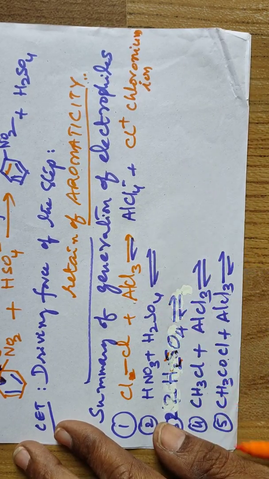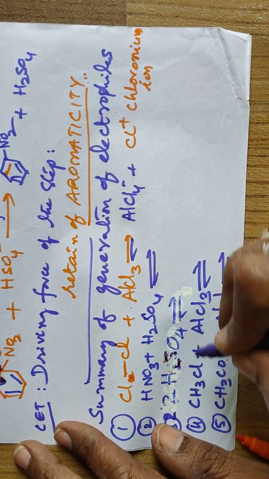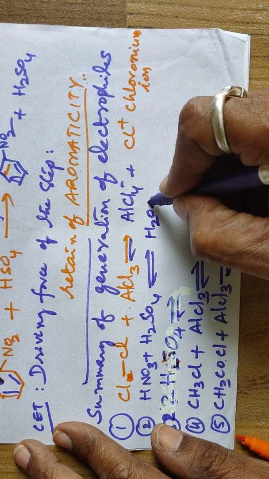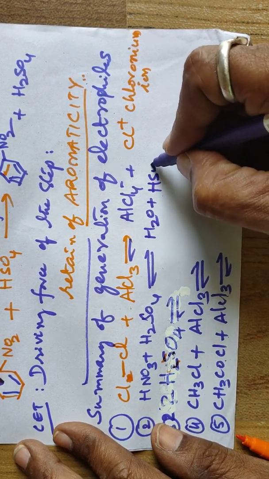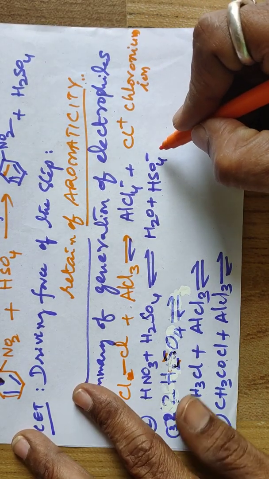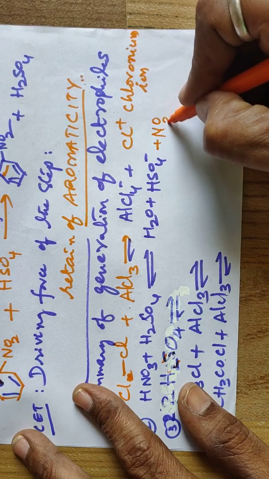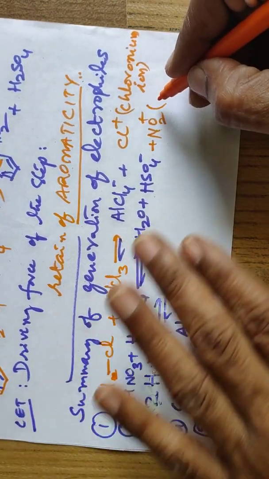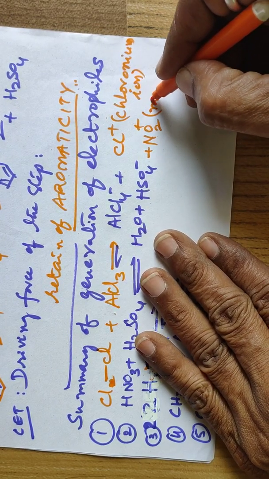In the nitration mixture, already we observed in the previous case, what is observed? H2O plus, HSO4 minus, and NO2 plus. What is NO2 plus? Nitronium ion.